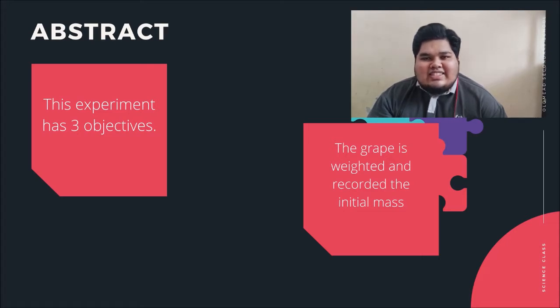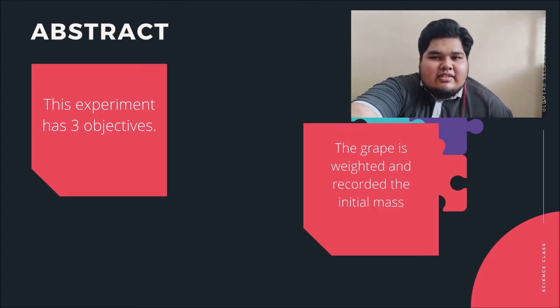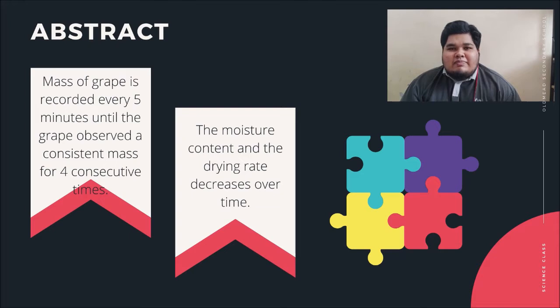performing the drying process. The grape is weighed and the initial mass recorded. The grape is placed on a tray, then slid into the drying oven. During the experiment, the mass of the grape is recorded every 5 minutes until the grape shows a consistent mass for 4 consecutive times. Then repeat the same procedure using the shallow.